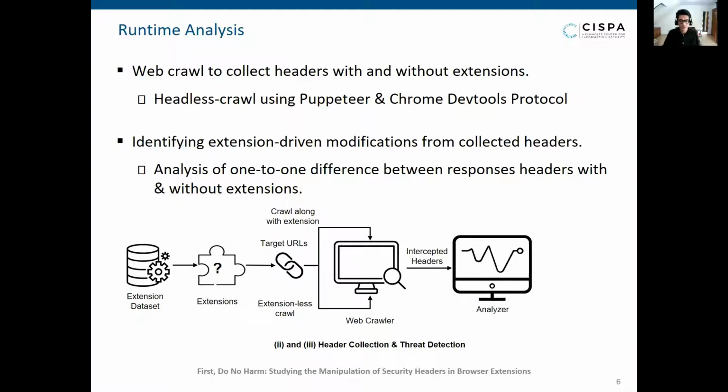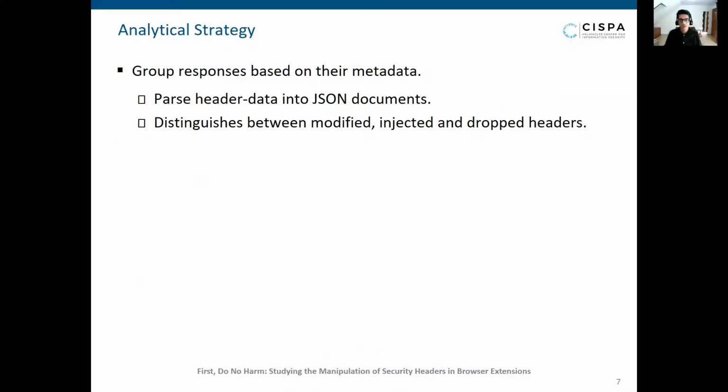After collecting the headers for each extension, it would lastly perform a one-to-one comparison for response headers in both the datasets and determine whether the extension is benign or could be potentially suspicious based on the kind of modifications detected. To have a close look at how the framework compares the header data and determines manipulation, firstly, it groups the responses based on the metadata in both the datasets, and then parses each of the target header data into a JSON document for comparing values. This basically allows handling multiple instances of the same header, but with different values, which may be sent by the server.